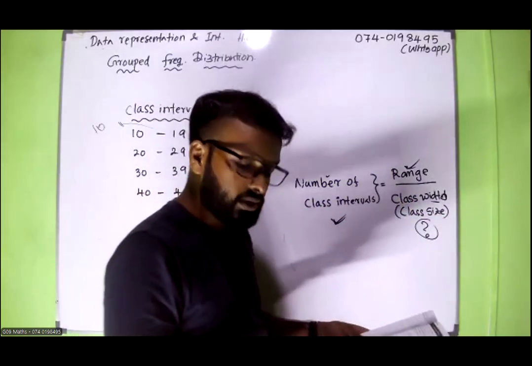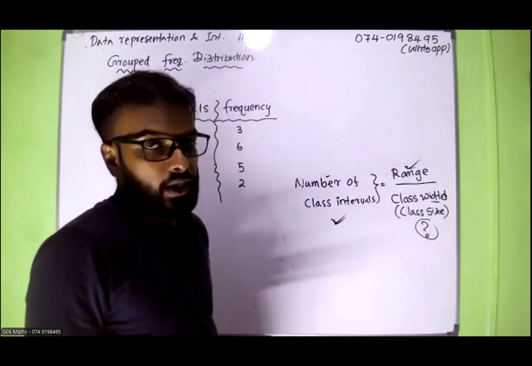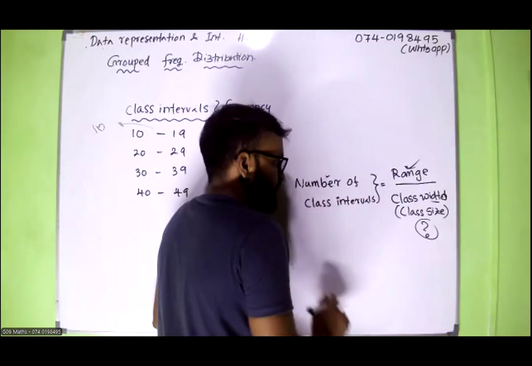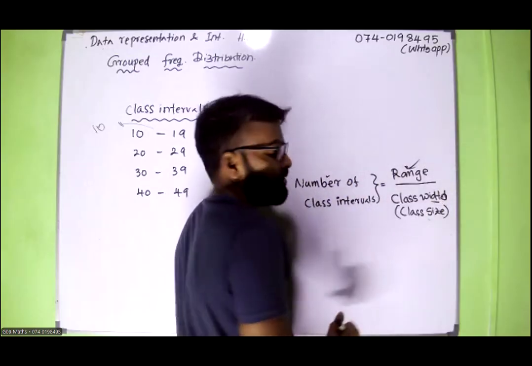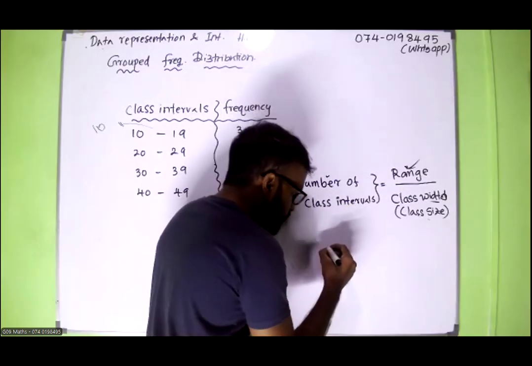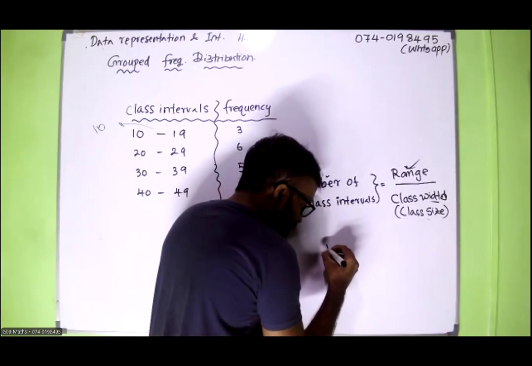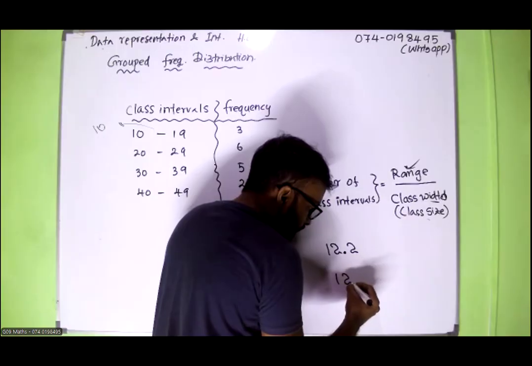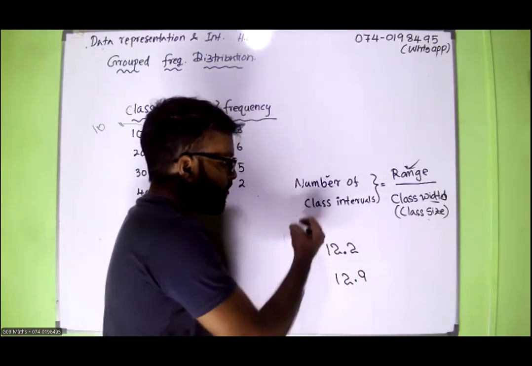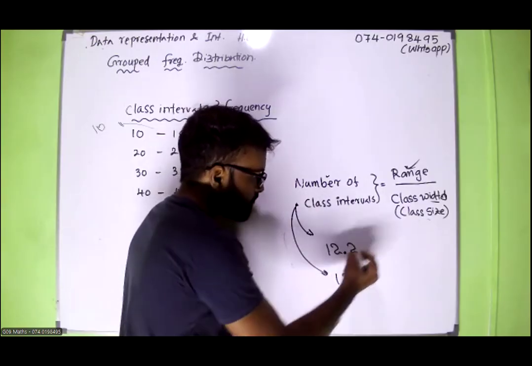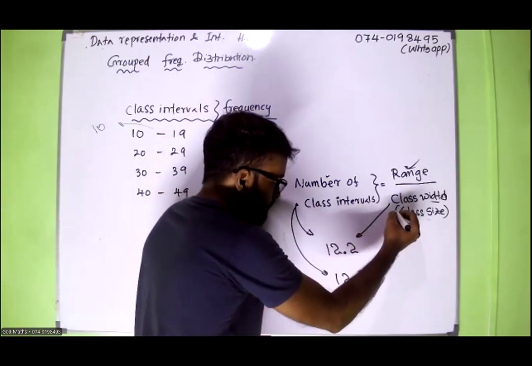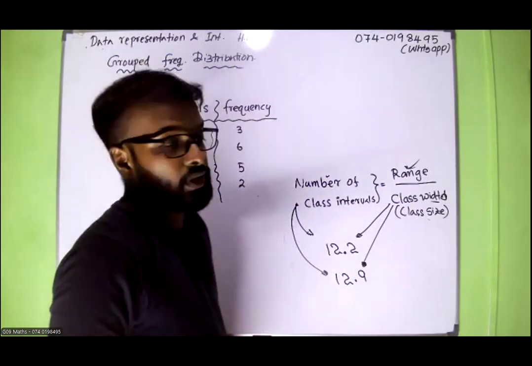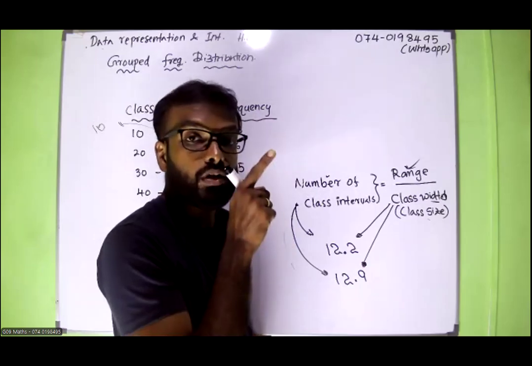I think we have done two examples for this, example number 1 and example number 2. And most importantly, Harith, if you are calculating the number of class intervals or class width and you get a decimal number, for example 12.2 or 12.9, this is not the answer that you need to give them.